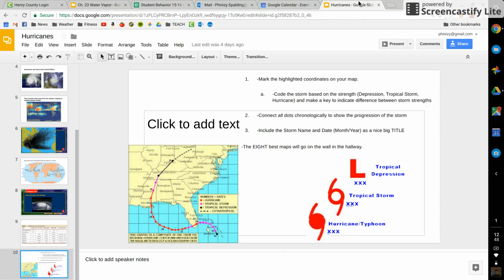You need to mark the highlighted coordinates. You need to code the storm based on its strength, whether it was a depression, tropical storm, or a hurricane. And you will need a key to indicate the difference between storm strengths. They have done all of these things on this map down here, so you can use this as an example. You need to connect all of the dots chronologically, and you need to include the name of the storm and the date of the storm as your title. And that was all. So that is the end of that presentation.